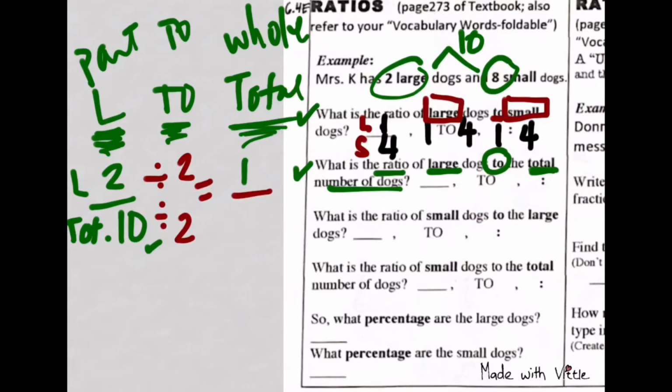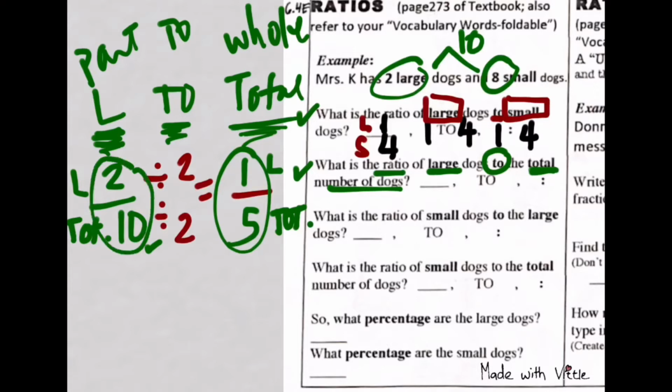2 divided by 2 is 1. Then 10 divided by 2 is 5. So this is still the number of large to the total number. This fraction here is just a simpler form, which is still equivalent to 2 to 10. So what does this mean? For every 5 dogs, there will be 1 large dog.